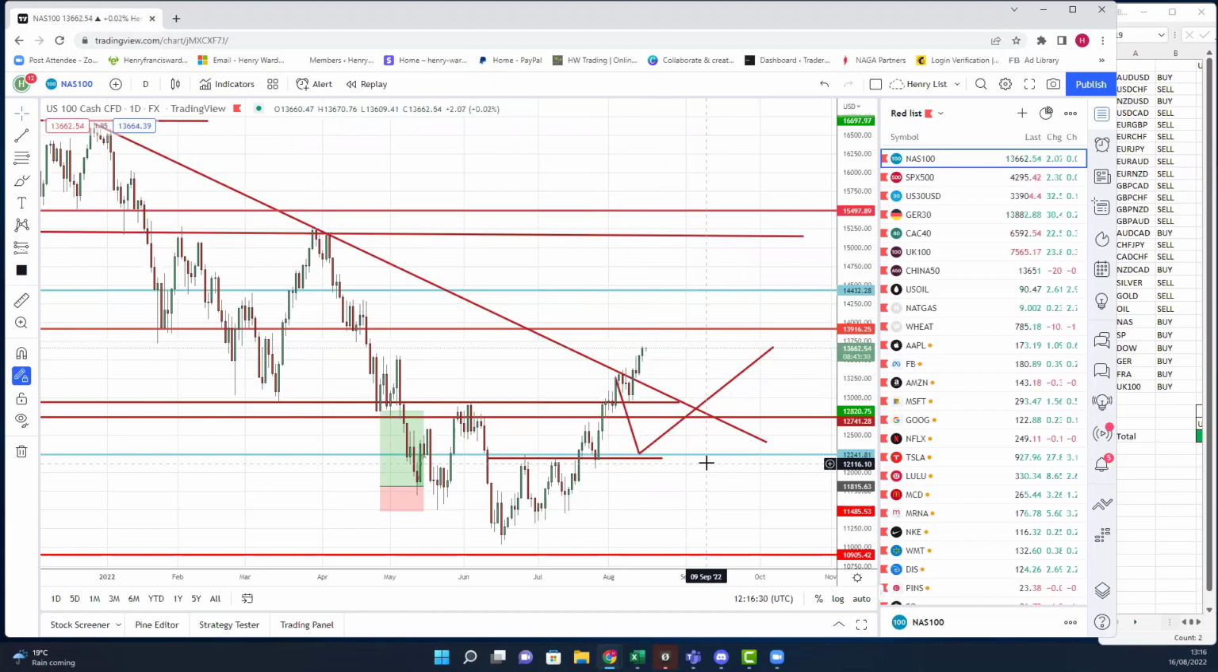The earnings that are coming out at the moment are not massively positive, which is a little bit concerning that the market still is going up, but I'm not going to complain at the moment. So I want to pull back into, say, one of these areas.